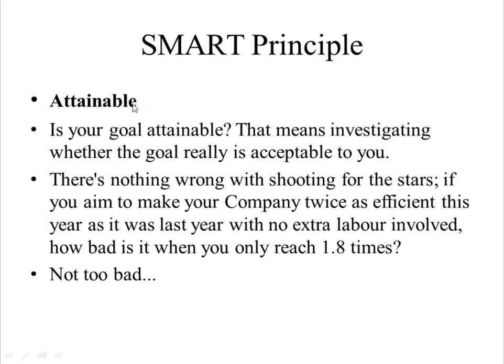Then the A represents attainable. Is your goal attainable? That means investigating whether your goal is really acceptable to you. There's nothing wrong with shooting for the stars. If you aim to make your company twice as efficient this year as it was last year with no extra labor involved, how bad is it when you reach only 1.8 times? Not too bad. So it is just attainable. We need to keep those types of attainable goals.